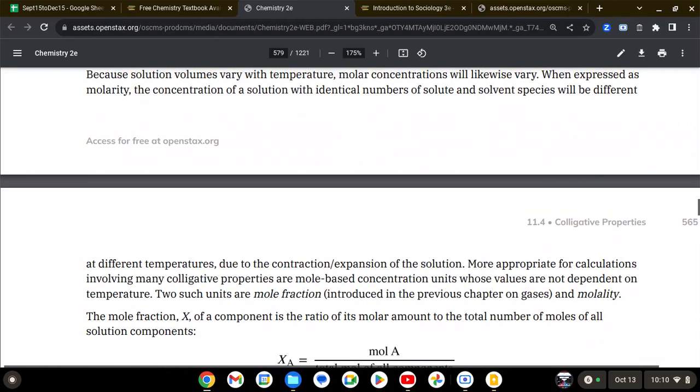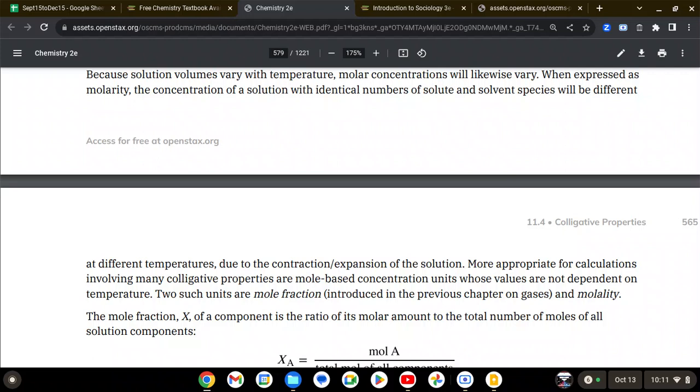Because solution volumes vary with temperature, molar concentrations will likewise vary. When expressed as molarity, the concentration of a solution with identical numbers of solute and solvent species will be different at different temperatures due to the contraction or expansion of the solution. More appropriate for calculations involving many colligative properties are mole-based concentration units, whose values are not dependent on temperature. Such units are mole fraction, introduced in the previous chapter on gases, and molality.